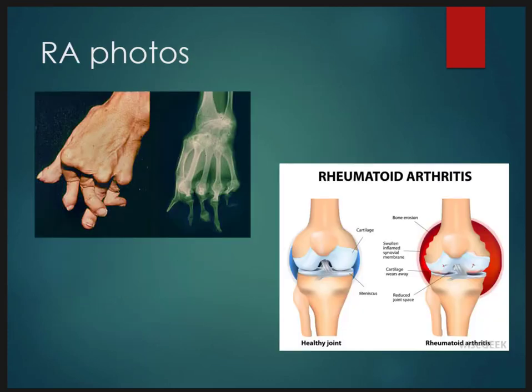Here we have 2 pictures. Our photo at the top is someone's hand, and you can see how the joints in the wrist and in the knuckles have become enlarged, how the fingers have crossed, and then you can see these same changes over here in the x-ray part of that hand.